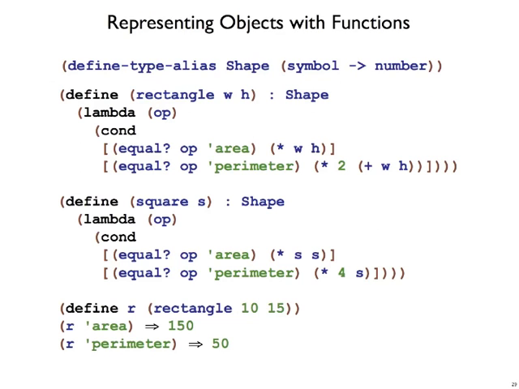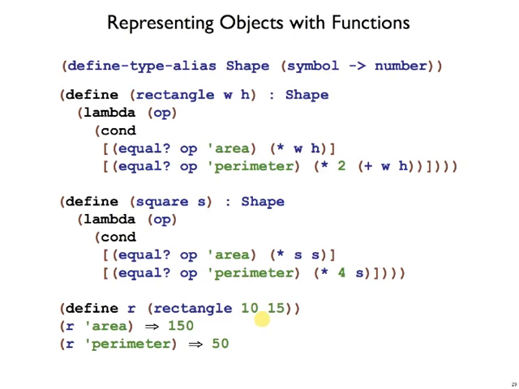And the implementation would look something like this. Rectangle takes a width and height and returns an object that takes an operation as an argument. If it's area, then it returns the area, and if it's perimeter, then it returns the perimeter. Square is the same. It recognizes area and perimeter and performs the requested operation.